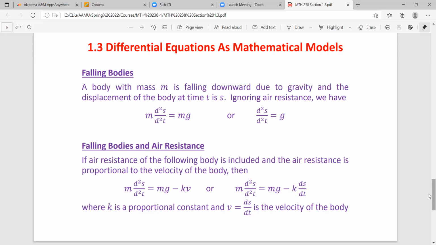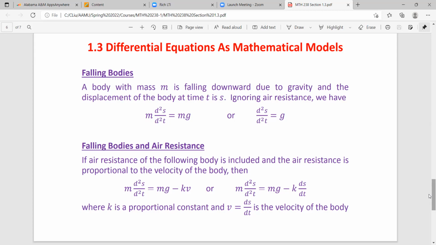So we got an equation of m times d2s over dt2 equals mg minus kv. Again, there's a typo here. It should be dt2, not d2t. So the difference between this case and the previous case is just that we add the air resistance on the right side as one additional force in the opposite direction of gravity. Is k constant? Yes, k is constant.